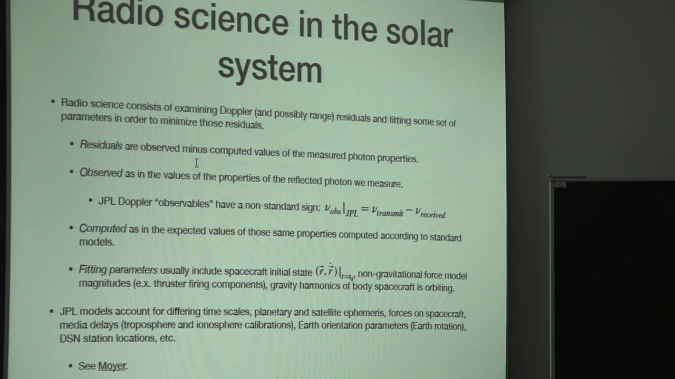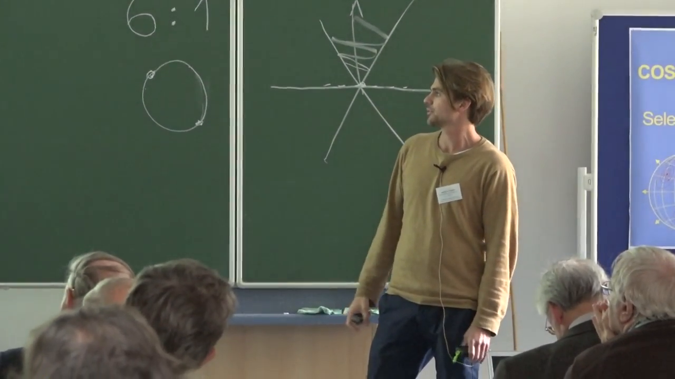The JPL Doppler observables have a non-standard sign, which, don't ask me why, but you can complain to John if you want. The DSN Doppler observable is actually the difference between the transmitted frequency of the photon minus the received frequency. Usually when you're doing fractional frequency, it's the other way around, but that's just what they use.